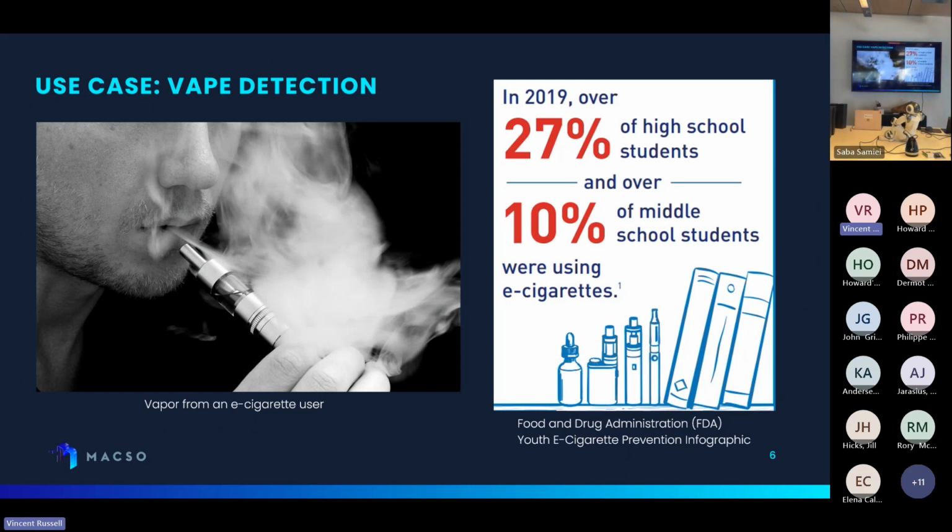Our first use case was to detect vape, so applying that to schools and hospitality, other public spaces. In 2019, the Food and Drug Administration in the US found that over 27% of high school students and 10% of middle school students or intermediate school students were vaping. Some research suggests that vaping, especially for young students, may develop some health or lung issues or other potential issues.